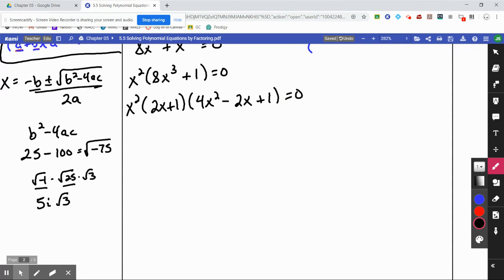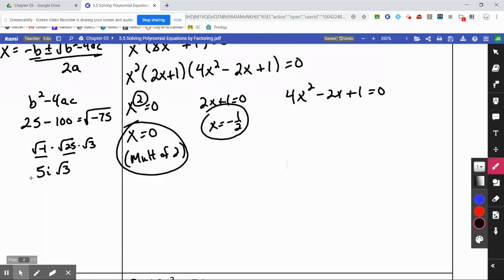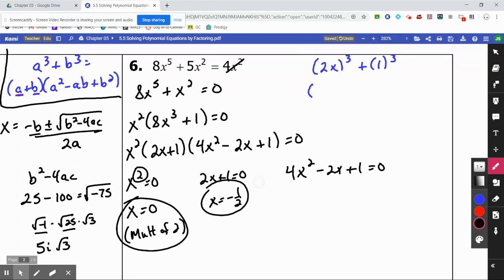Let's set each factor equal to 0 since we're down to quadratics now. So you have x squared is 0, 2x plus 1 is 0, and 4x squared minus 2x plus 1 is 0. So here, take the square root and you get x is 0, and that's going to have a multiplicity of 2. Move the 1 over and divide by 2 gives you x is negative 1/2. So there's 2 answers here, 1 more answer here. That's a total of 3 answers. We're looking for 5 answers.